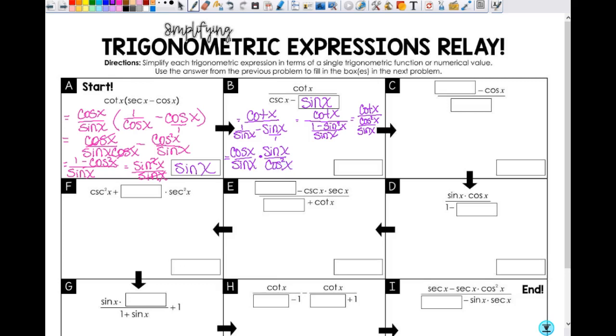There is no addition or subtraction anywhere. These two things are being multiplied, and that's it. So that means I can reduce some stuff. I can knock these signs out. This cosine knocks out one of these, so I'm left with 1 over cosine x. But you can't leave it as a reciprocal, so what's 1 over cosine x? Secant x. And so then you put secant in here, and then you move on.